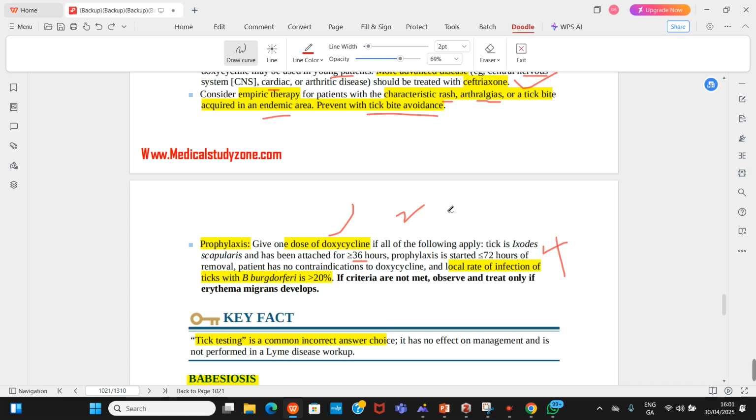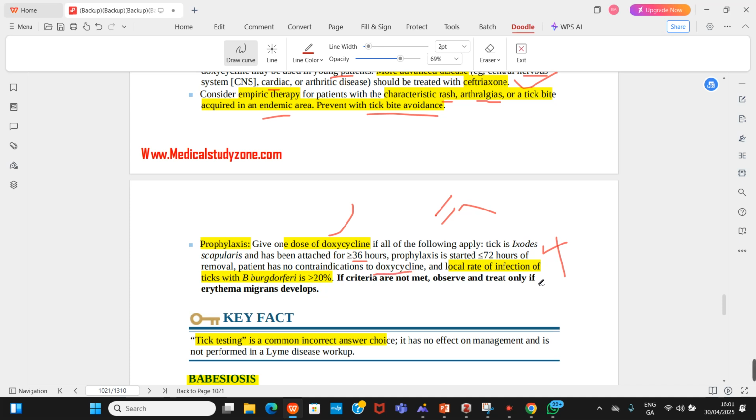Because the next thing is, if the person has gone to the bush, the person has been exposed to the tick, and you saw the tick on the person's body, you use what? Forceps to remove it, and you disinfect the area, and you commence your doxy immediately within 72 hours of removal, within 3 days of removal. And before you consider doxy, make sure that the person doesn't have any contraindication to doxy.